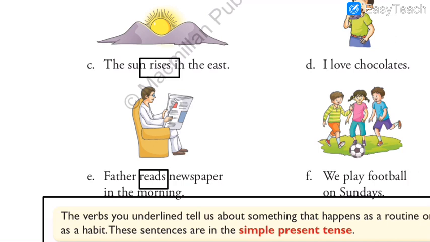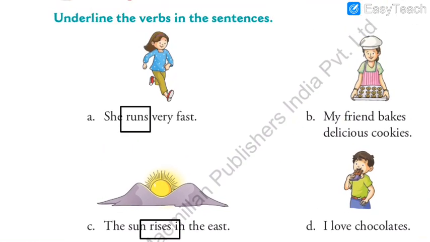This is a part of his habit. This is a part of his routine as well. He does it daily. Again, she runs very fast. So this is also her habit, a kind of fact. So a fact is also included in the simple present tense.